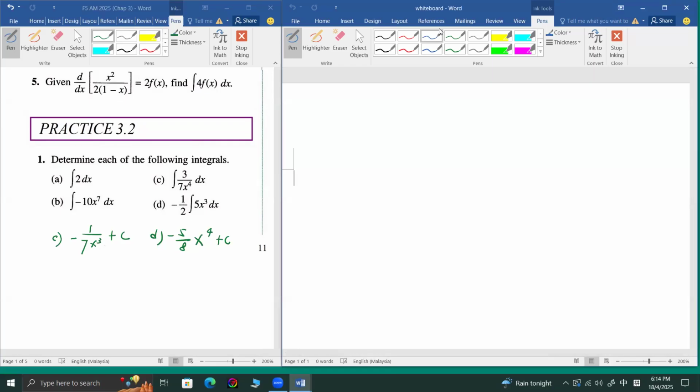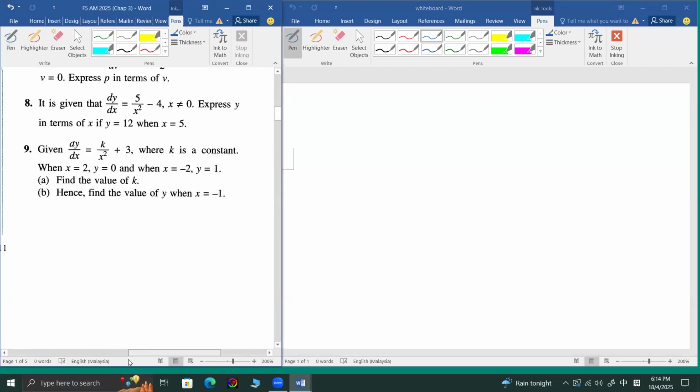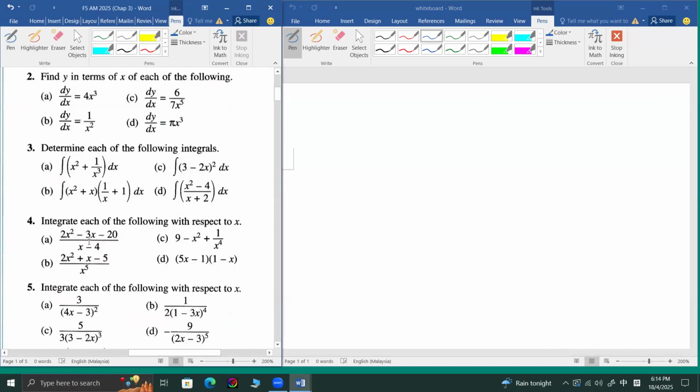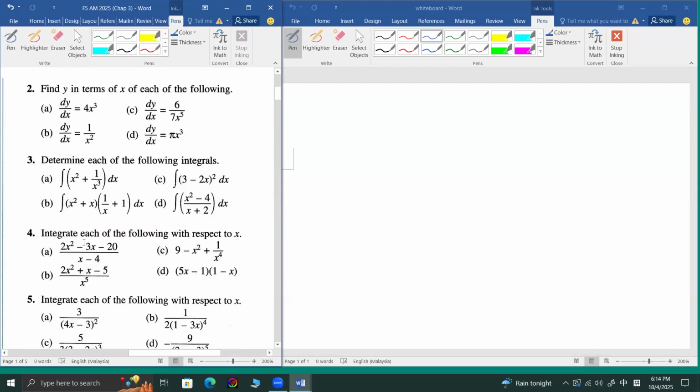Okay, now we continue the rest of the questions. So we see question 2 now. Like last week that you have learned, class, look at question 2. You're asked to find y in terms of x. Y in terms of x, same as last week. Remember when you are given dy/dx, you integrate to get y. Yeah, you do the integration.